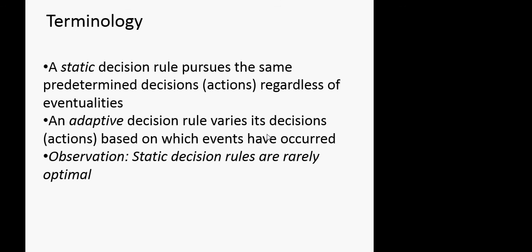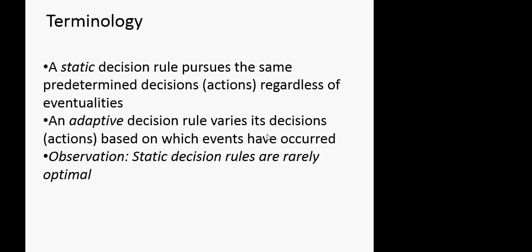Okay, so there's two types of decision rules. One is what's called a static decision rule. Here we have a set plan, we stay the course, and that's all we're going to do. No matter what happens, we're going to do the same thing. Okay? In short, it's not adaptive. We're not paying attention to what's going on and changing our decisions accordingly. This is our plan, we're going to stick by it.